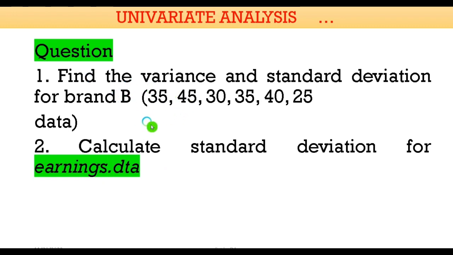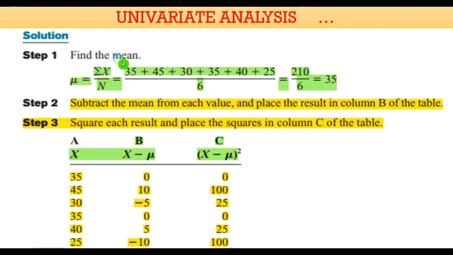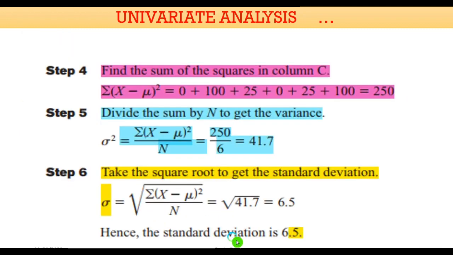For example, for this one, the first step is to find the mean. The mean is the summation of each value divided by the number, which gives 35. Second, subtract the mean from each value and place the result in a column of the table. So like this: 35 minus 35 is 0, 45 minus 35 becomes 10, again 25 minus 35 is minus 10. Then square these: 0 squared is 0, 10 squared is 100, minus 5 squared is 25, like that.